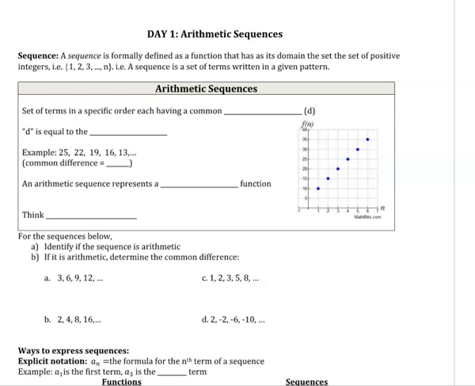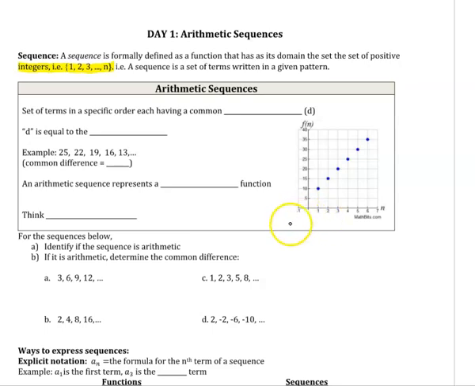A sequence is formally defined as a function that has its domain as the set of positive integers. So those are your counting numbers, 1, 2, 3, and so on and so forth. A sequence is a set of terms ultimately given in a pattern. So, for example, you have a sequence over here graphically where the first term is 10 and the second term is 15 and the third term is 20 and so on and so forth.